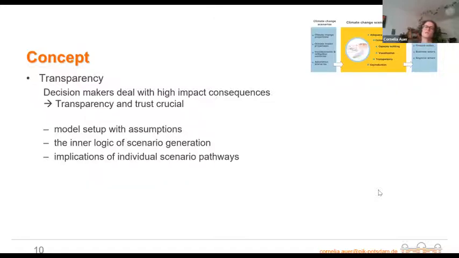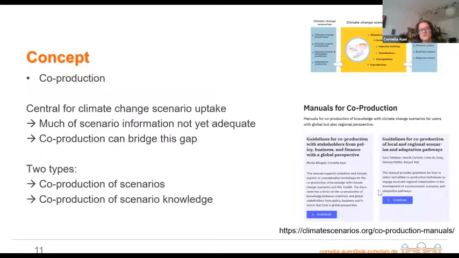It's really important that the users have trust in such a service. They deal with high impact consequences. We did a first step where we provided in this census toolkit references to the paper and to the data, but of course it would be great if there is more information available on model setup or the inner logic of scenario generation, so that there is a higher trust and then finally uptake.